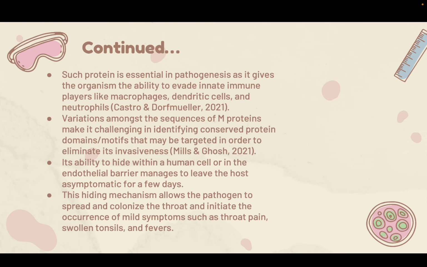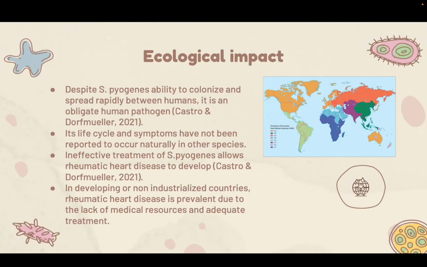Its ability to hide within the human cell or in the endothelial barrier manages to leave the host asymptomatic for a few days. After a few days, this hiding mechanism allows the pathogen to spread and colonize the throat and initiate the occurrence of mild symptoms such as throat pain and swollen tonsils, along with fevers. If you leave this S. pyogenes untreated, rheumatoid heart disease begins to develop. The lack of medical resources and adequate treatment allows this disease to be found most prevalent in developing or non-industrialized countries.